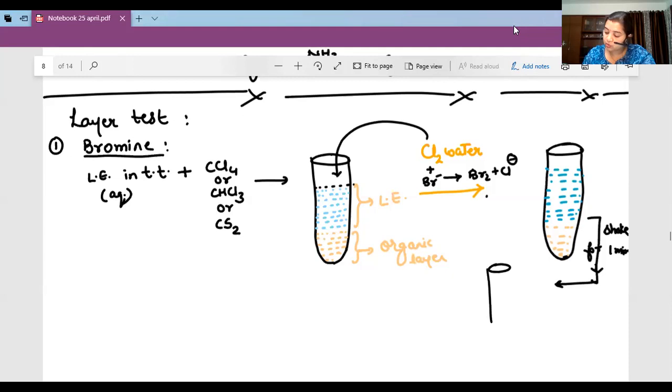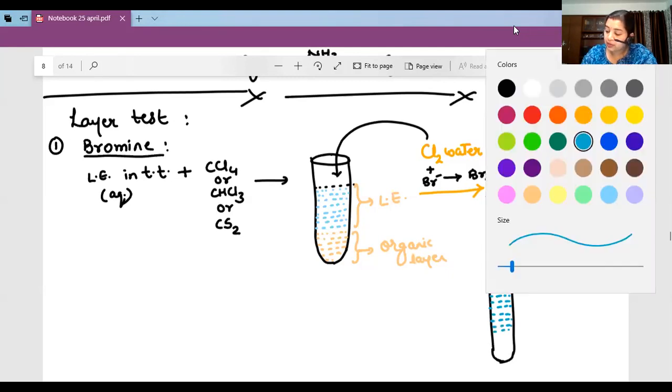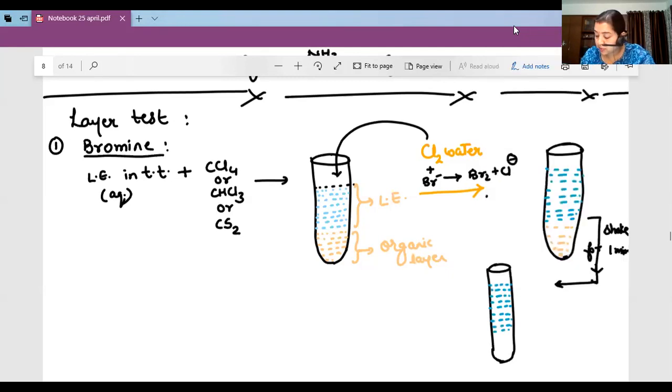Okay. So as this reaction proceeds, the change that we will observe in the test tube is that the aqueous layer will remain as such. It will be a clear transparent layer, but the bromine formed is dark brown. So the organic layer will be converted to dark brown, indicating that the original compound had bromine.